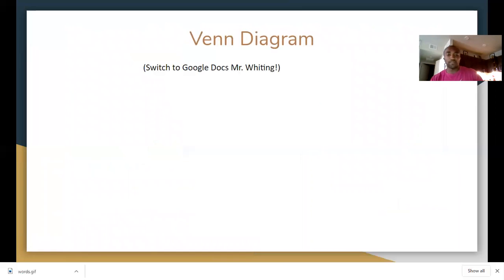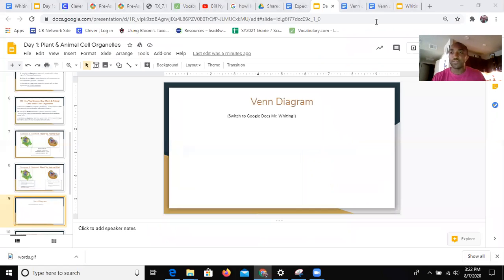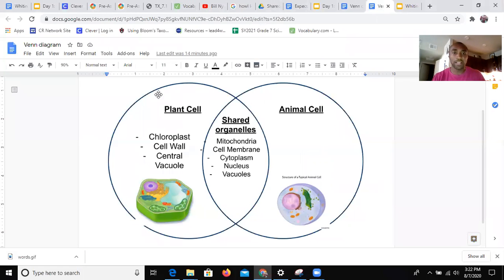All right, moving forward to our Venn diagram. We're going to look at some organelles. Organelles, remember, are jobs a cell needs to have. So I have a Venn diagram. Remember, a Venn diagram helps us compare and contrast what we talked about earlier in the lesson. A plant cell is right here. Remember, two things we talked about earlier: chloroplast. The organelles that a plant cell has are chloroplast and a cell wall, and also the central vacuole. Remember, plants need water. The central vacuole actually holds that water in.